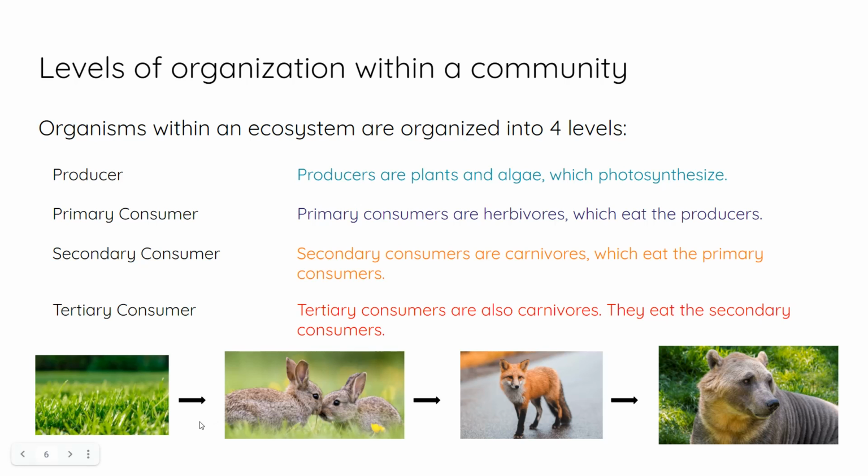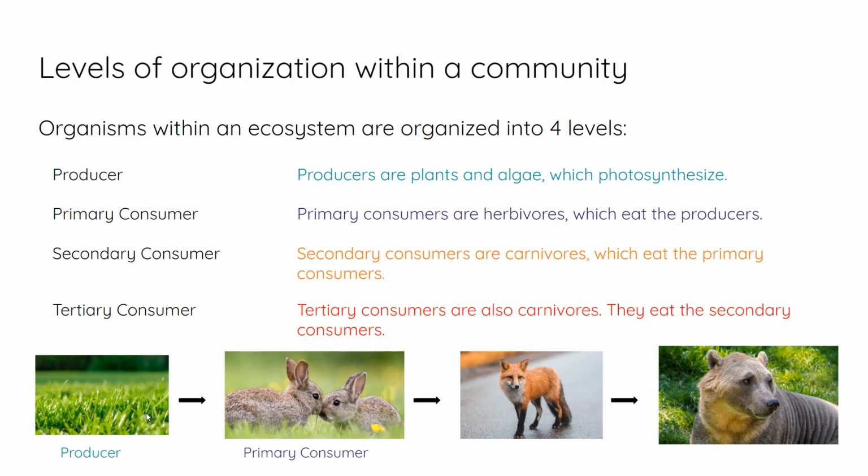And the food chain consists of a producer, and in this case, it's grass. Grass is a plant, and plants can photosynthesize. That's why grass is a producer. Then we have rabbits. Rabbits eat grass, and they are herbivores as they do not eat any other animals. That's why they are the primary consumer.